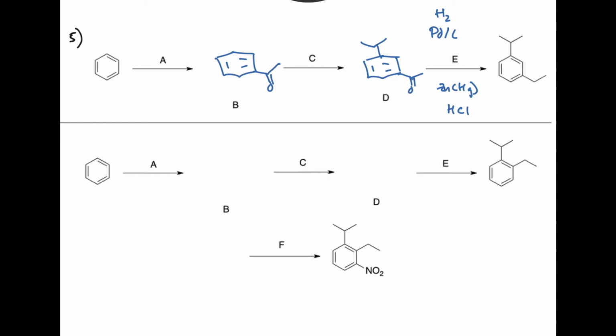How am I going to get the ketone on the ring? What is A?